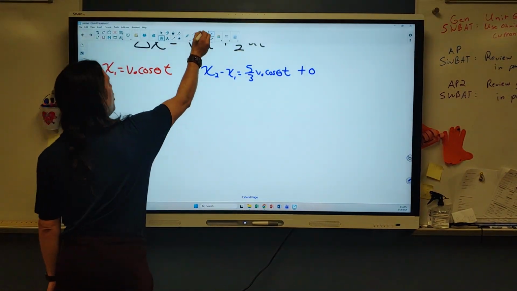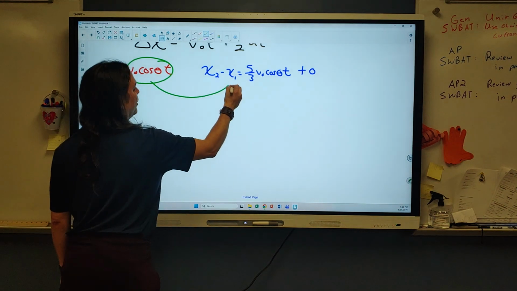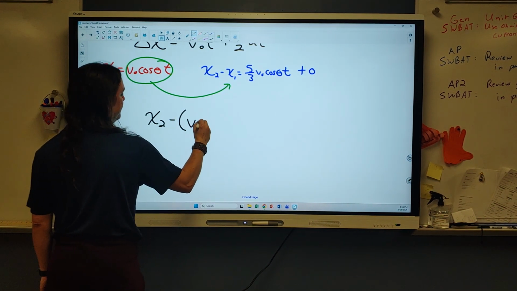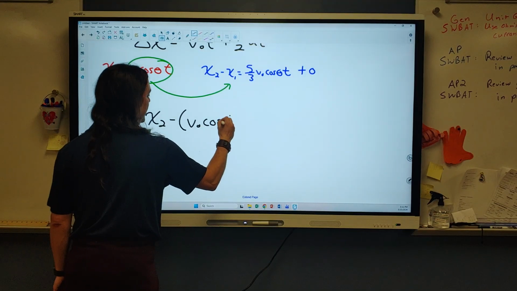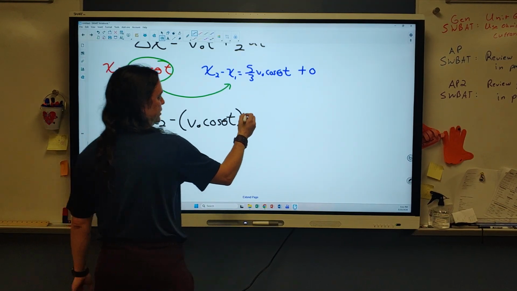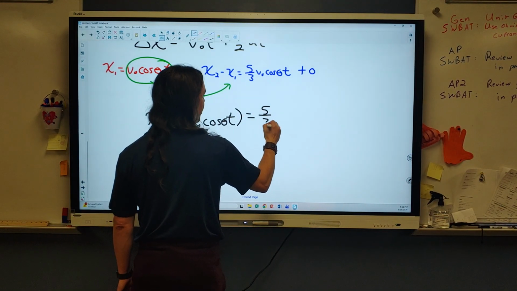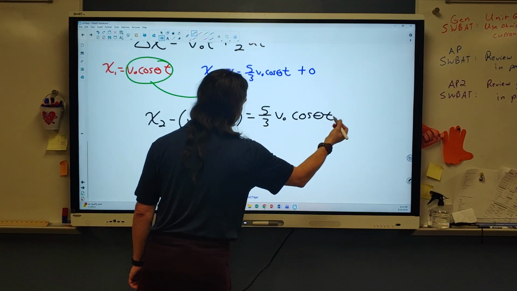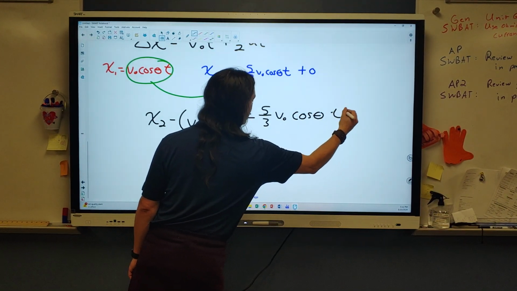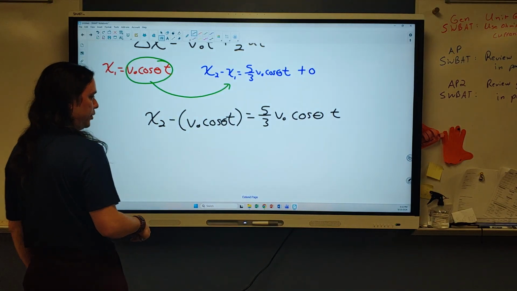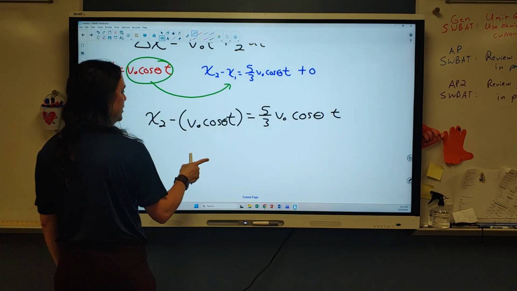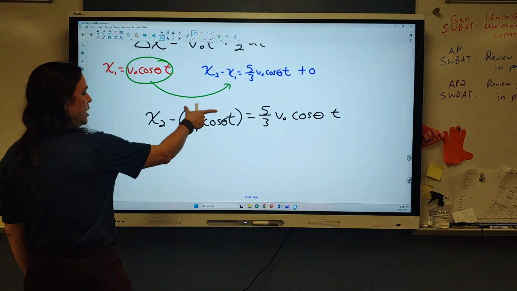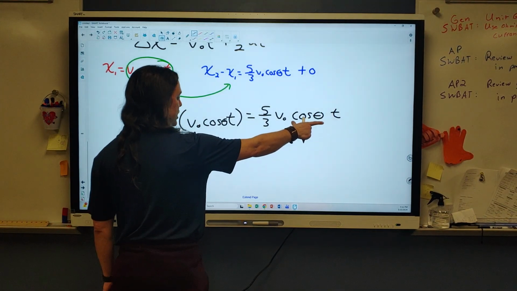Hey, here's x1. So how about I plug that in here? I've got x2 minus the quantity of v0 cosine theta times t, technically t1, equals 5/3 v0 cosine theta, also t1 times t. Because remember, the time is the same for both motions. In this case, we're going to have to do one more thing that I haven't introduced yet, but we're almost there. I can add v0 cosine theta over to the other side.